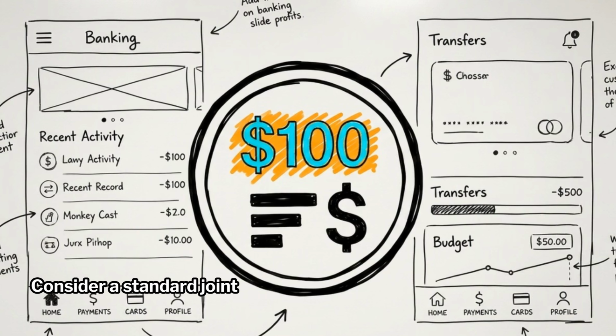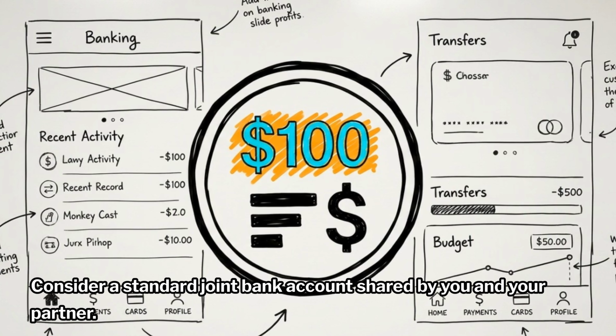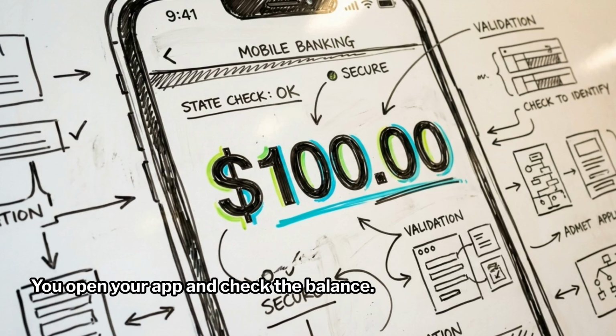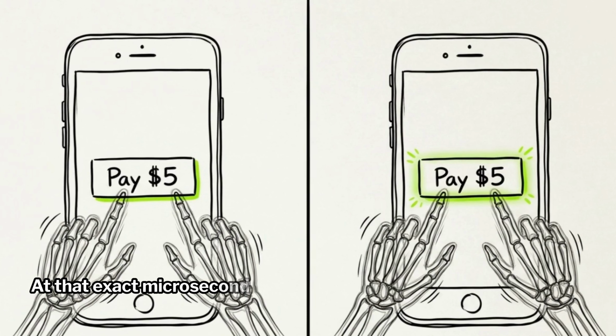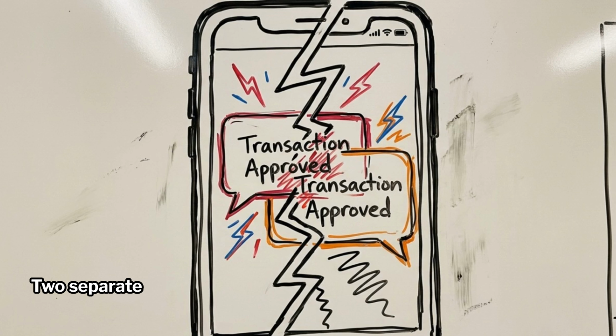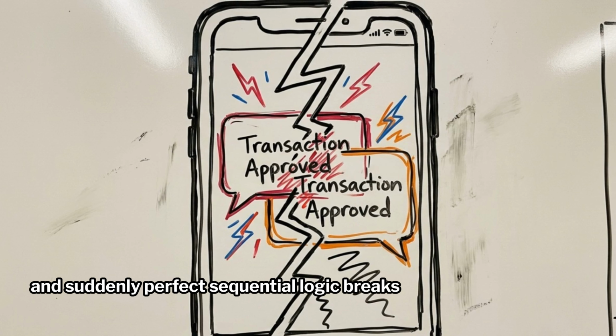Consider a standard joint bank account shared by you and your partner. You open your app and check the balance. The screen clearly reads $100. At that exact microsecond, both of you tap to buy a $5 coffee. Two separate commands execute at once, and suddenly, perfect sequential logic breaks down.